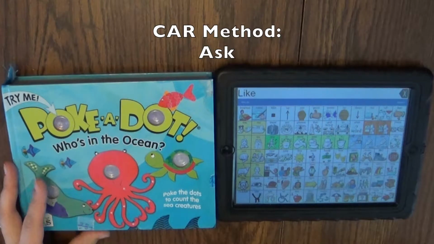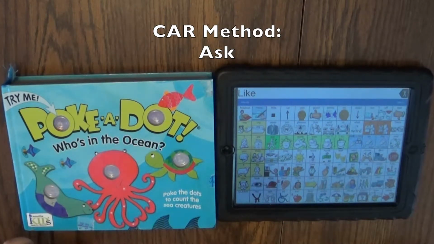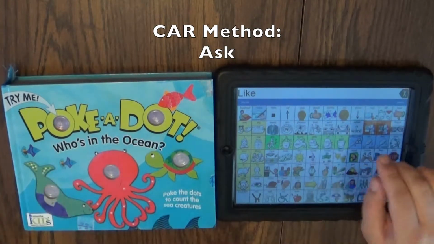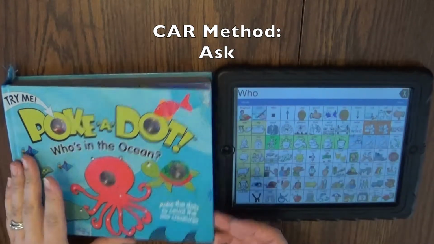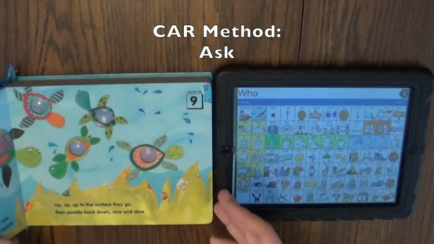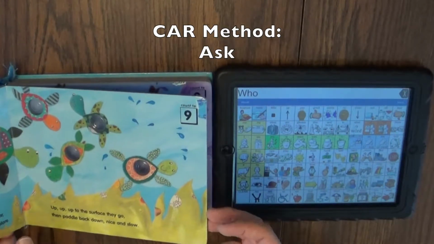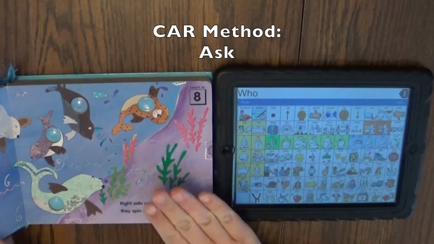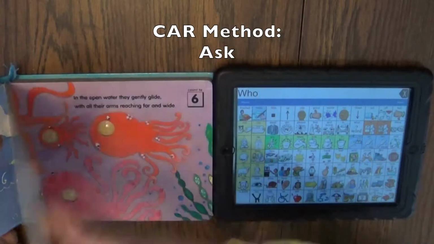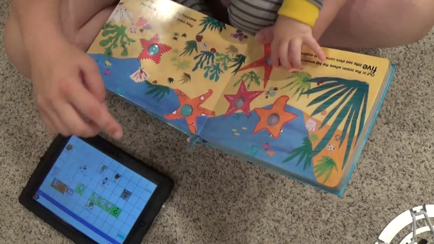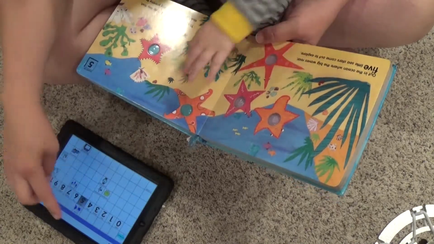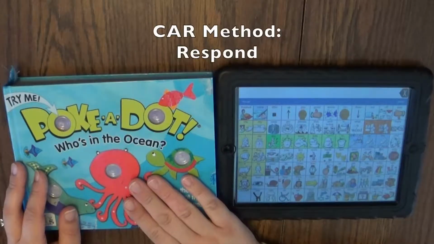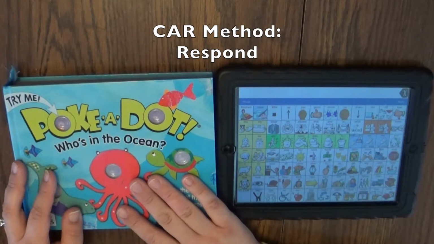The A part of the CAR strategy is ask questions. The question that I mentioned earlier that we did throughout the book was who, and that's just what I focused on during this book, was just who. So who we saw, and labeled what animals we were seeing each time. Who do we see now? We see 5 starfish.